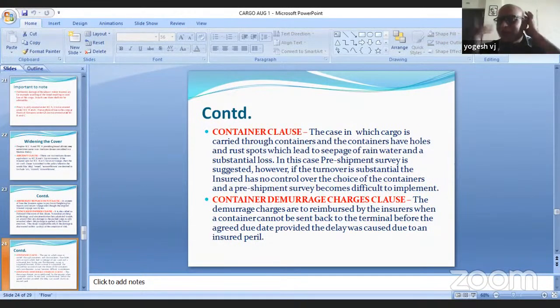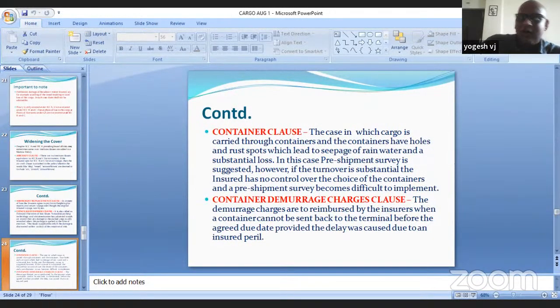But how many times are you going to provide pre-shipment surveys? If it is an open cover certificate and your goods are going from Mumbai to Shanghai every 15 days, are you going to arrange for pre-shipment surveys every 15 days? It is not feasible. It is not feasible at all, economically as well.